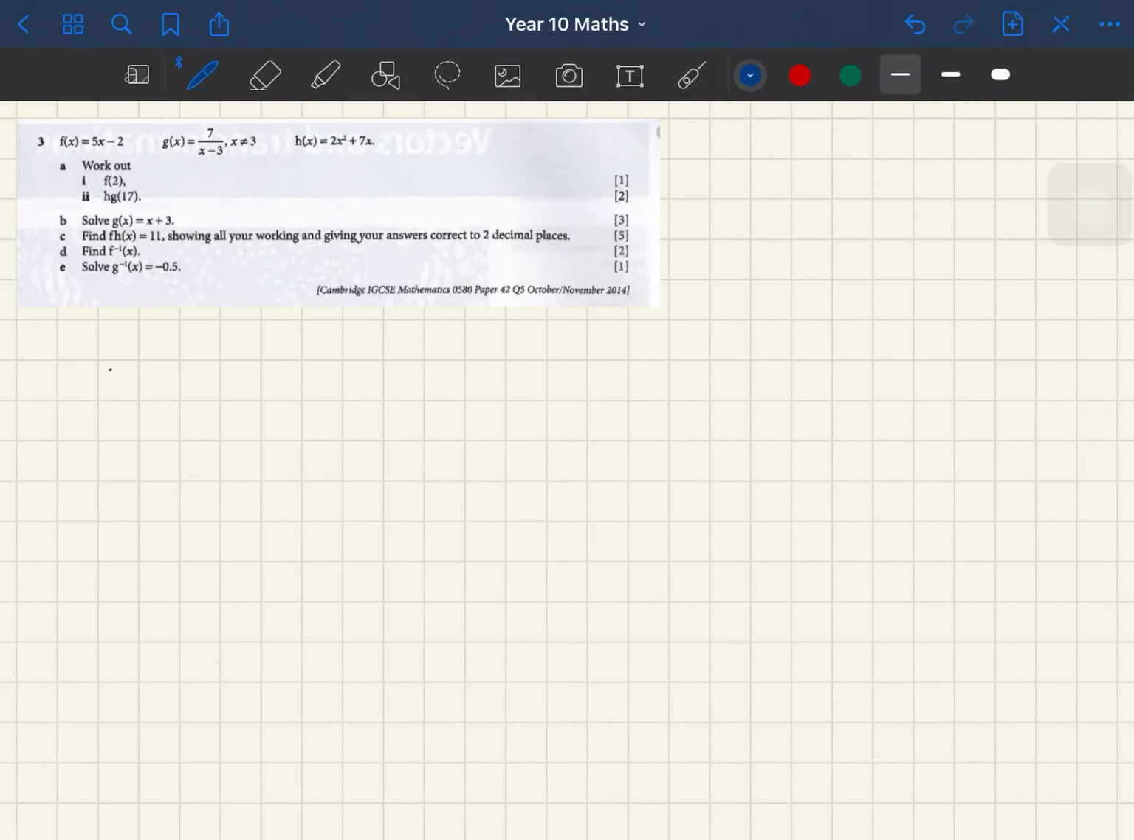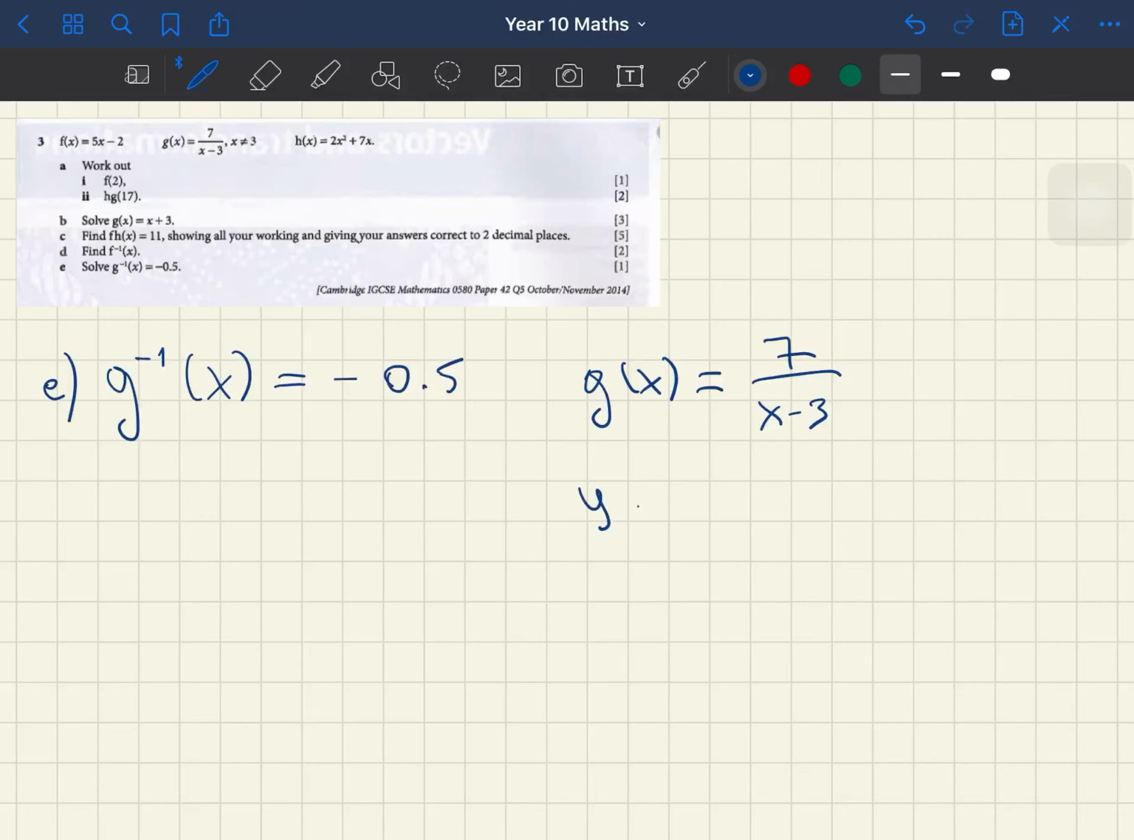g inverse of x equals negative 0.5. So g inverse of x, how do you find it? g of x equals 7 over x minus 3, right? y equals 7 over x minus 3. This is the first step. Second step, we swap: x equals 7 over y minus 3, right? Now we have to make y the subject.